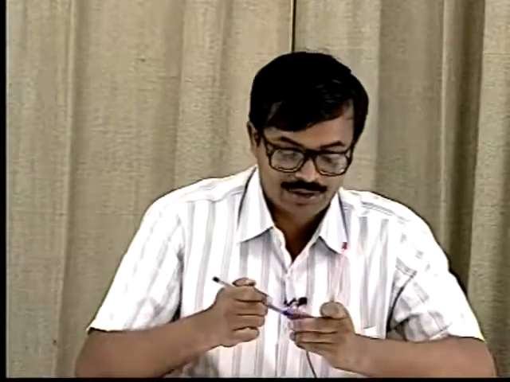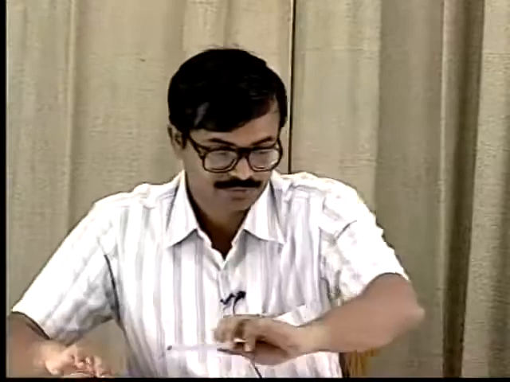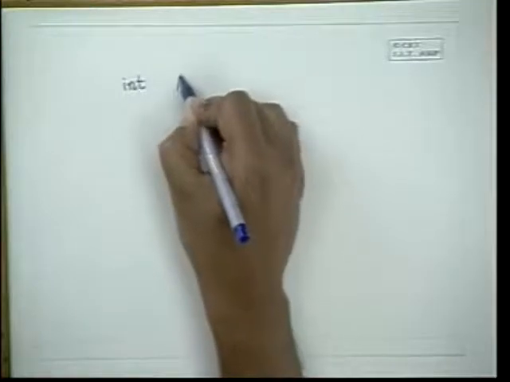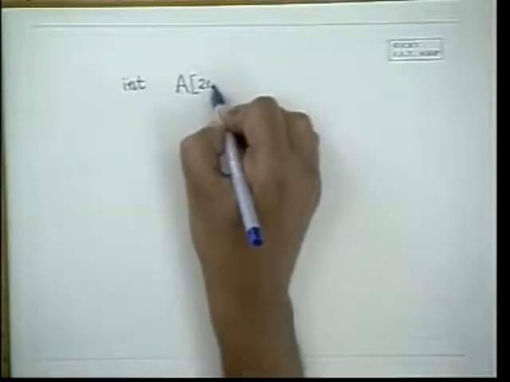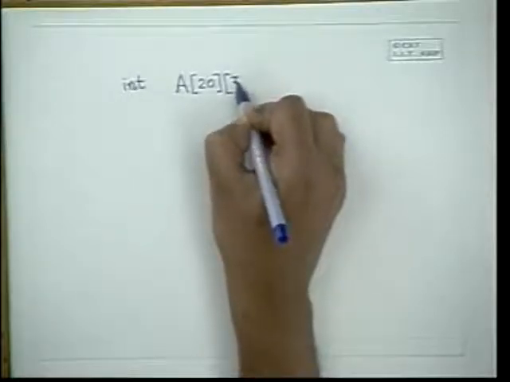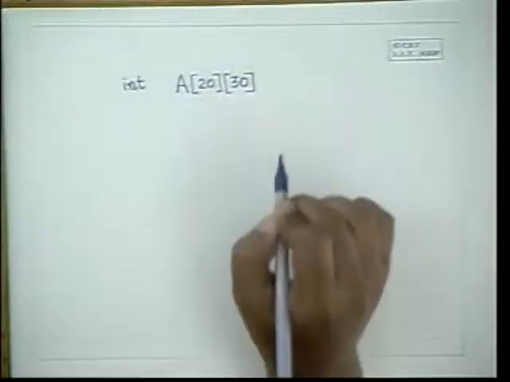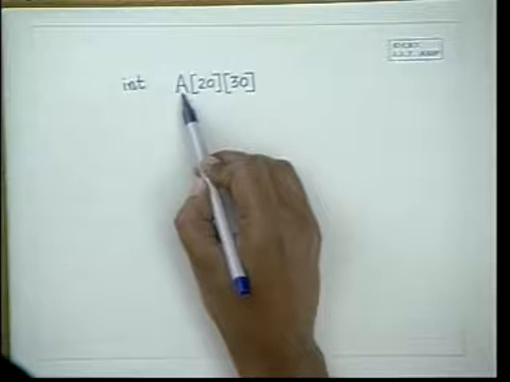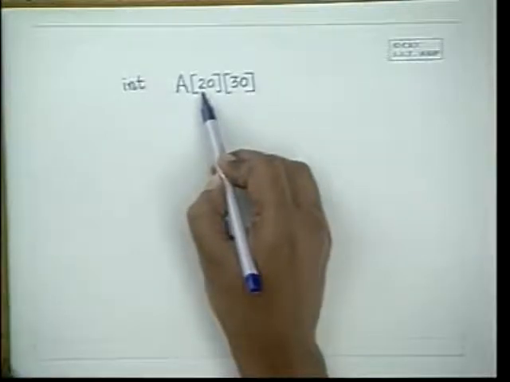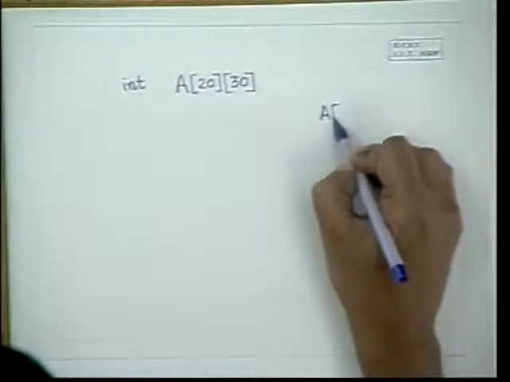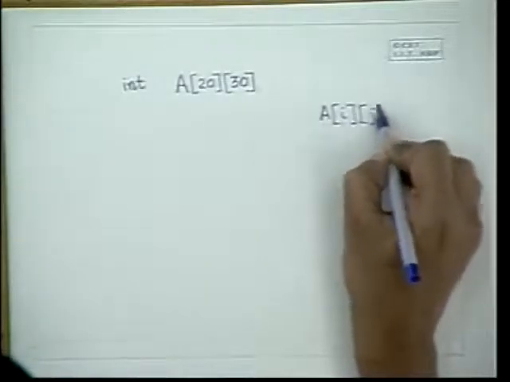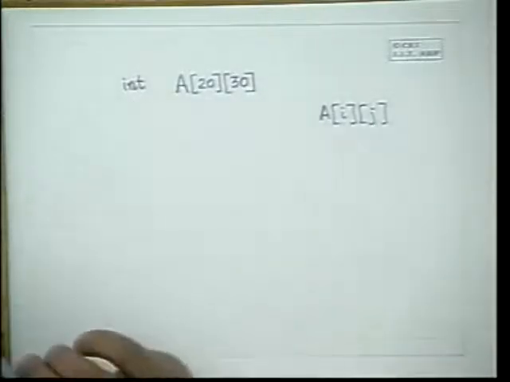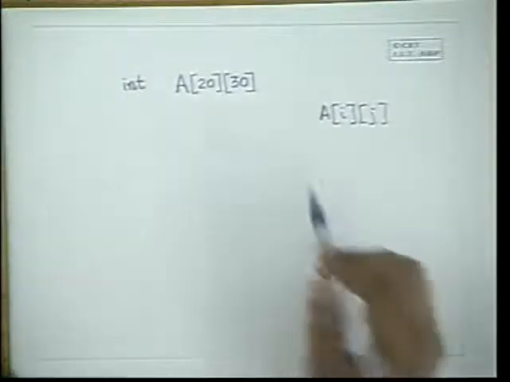Second point, let us come to a two-dimensional array. A two-dimensional array, say written like this, means that the content of any A[i][j], i between 0 and 19 and j between 0 and 21, is an integer. All right.